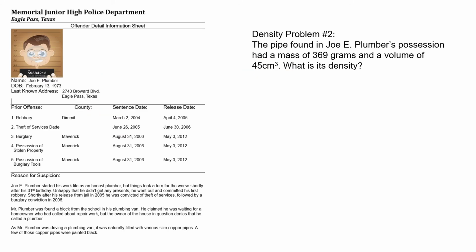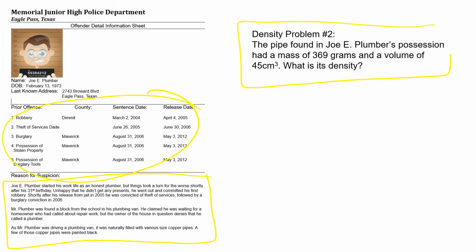you have the 3 pieces of pipe that the suspects had in their possession. So our first suspect is Joe E. Plummer, and you can read about his history right here, and you can read about why we suspect him. Now, the piece of pipe that was in his possession is right here. This is density problem number 2. You have your grams, and you have your centimeters cubed for your mass and your volume, so go ahead and find the density.